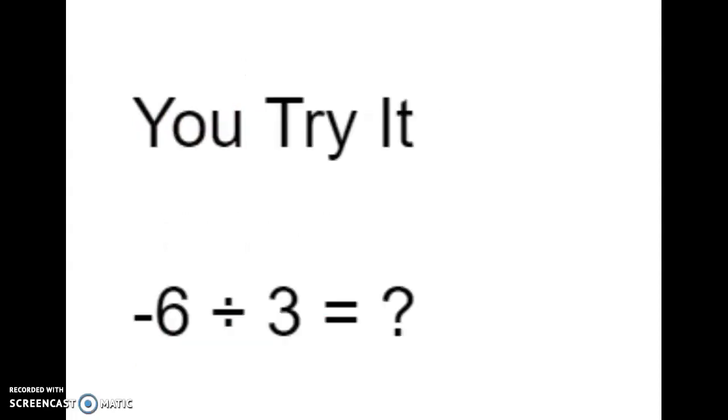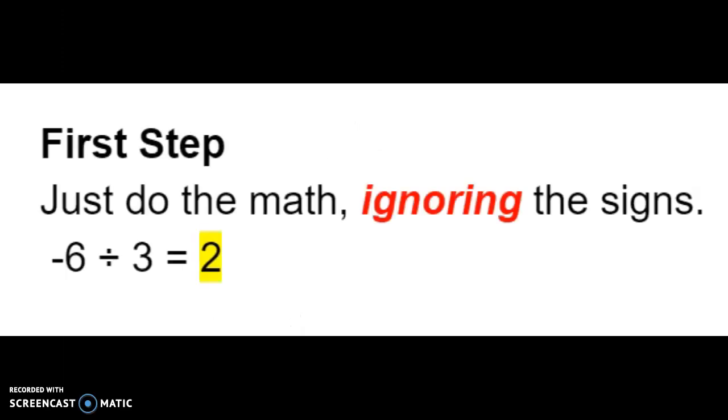Here's some for you to try. -6 divided by 3 equals, pause the video if you need a few moments to work through the steps, and in the following slides, we'll go over each step to figure out this problem. I have 2 more examples besides this one to show you. Our first step was just to do the math and ignore the signs. If we blocked out this negative sign right here and thought about 6 divided by 3, just doing the math would give us a 2.